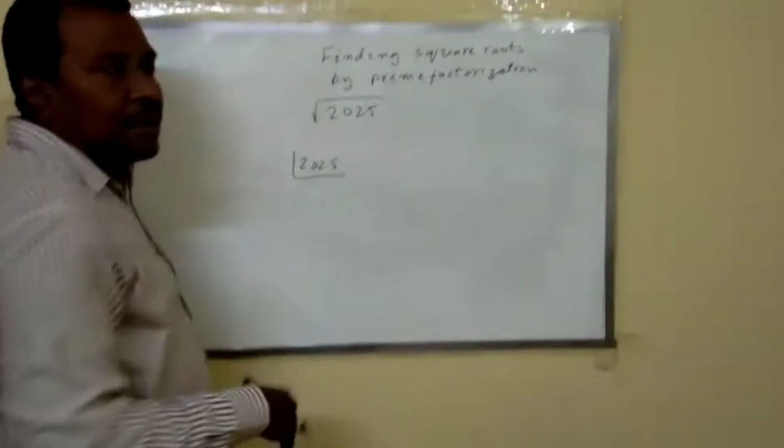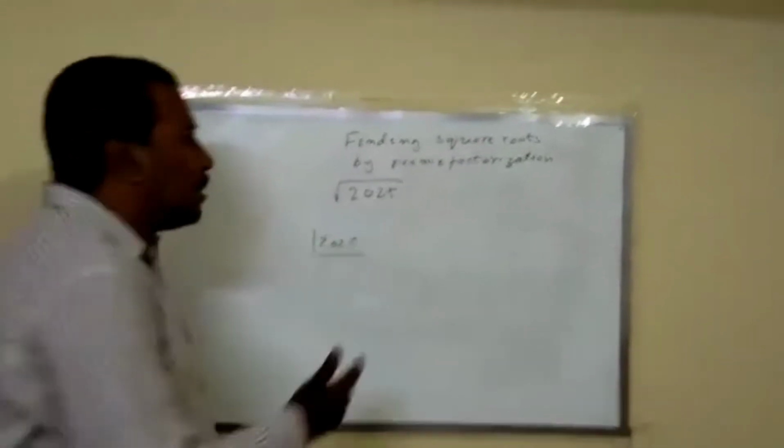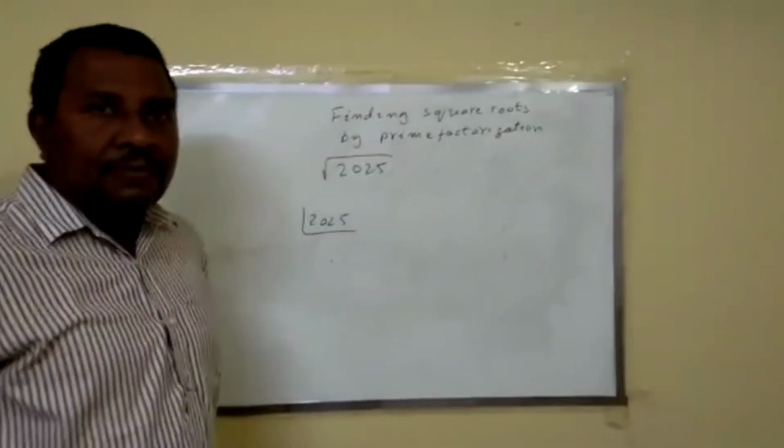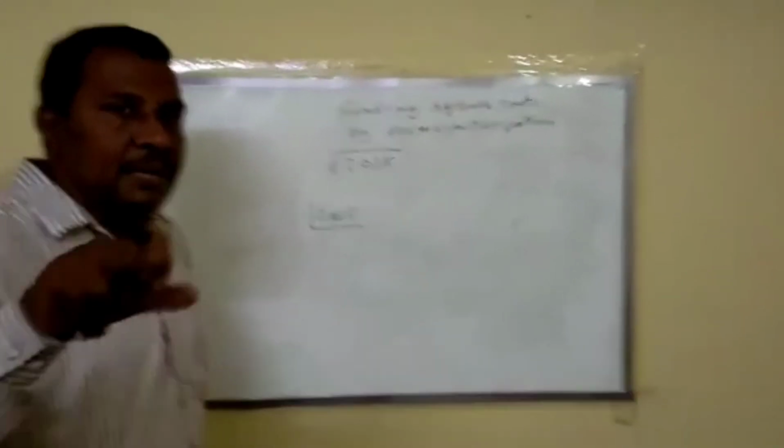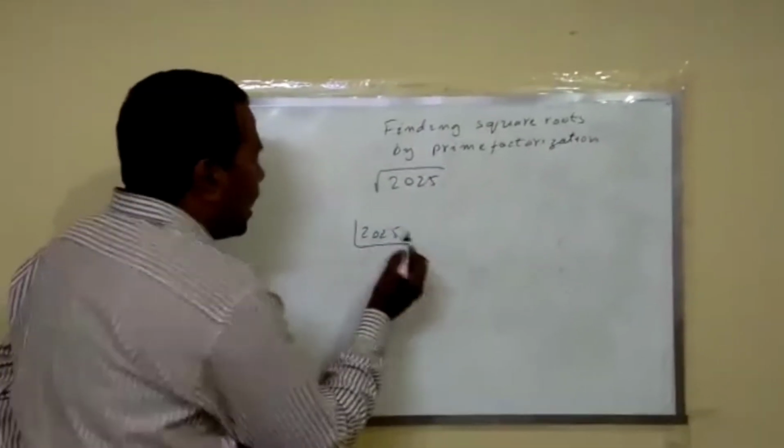4 plus 5 is 9. 9 is exactly divisible by 3. So this number is exactly divisible by 3. Or you can take 5 because the last digit is 5. If the last digit is 0 or 5, then that number is divisible by 5. You can start with 5 or 3. Whatever you like, I am starting with 3.